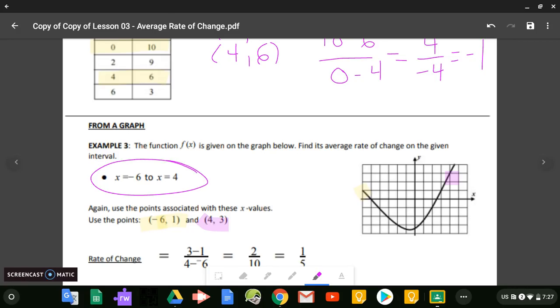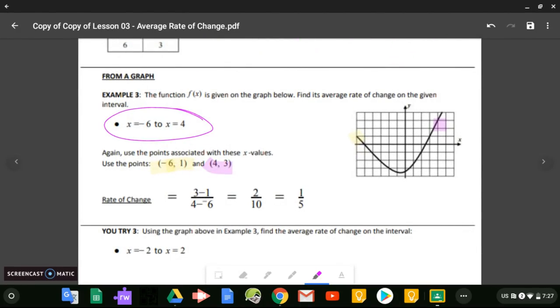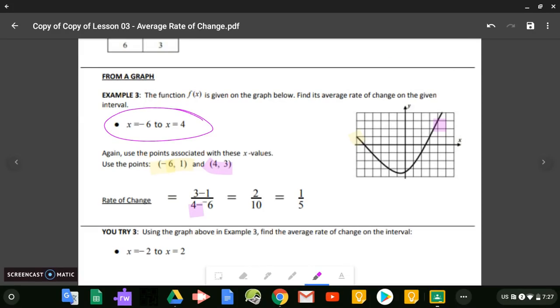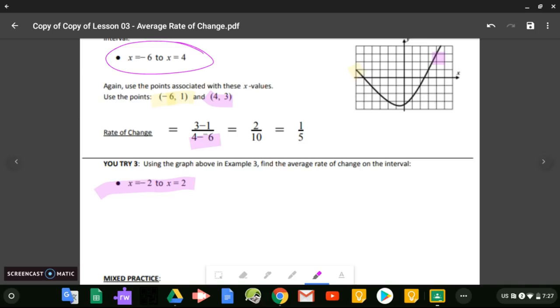So it's going to be 4, 3. Again, we find the rate of change in y over change in x. Be picky with your signs. And then you're going to get the difference. Using the same graph, I want you guys to now find the rate of change from negative 2 to positive 2. So you're going to pause the video and you're going to try it.